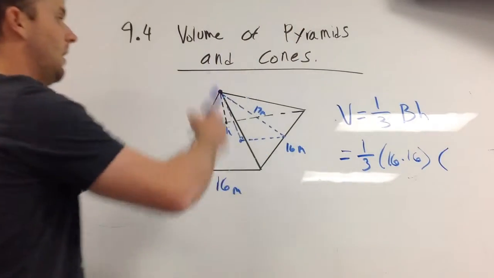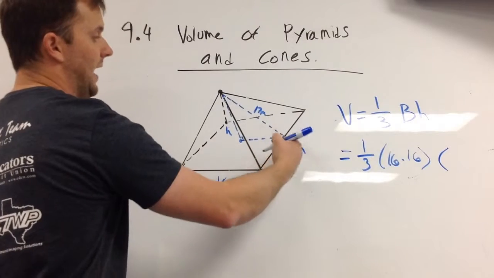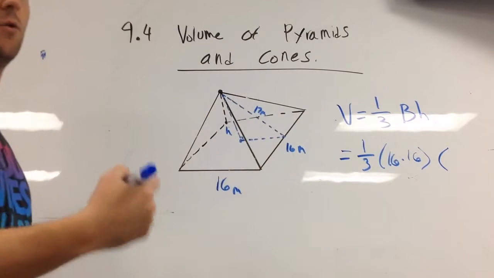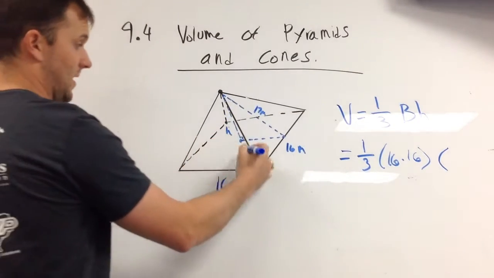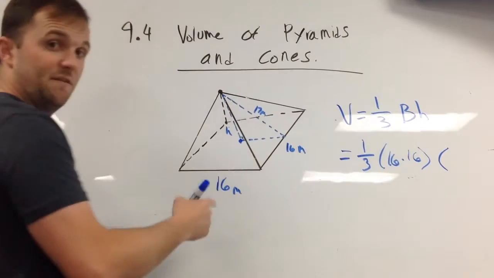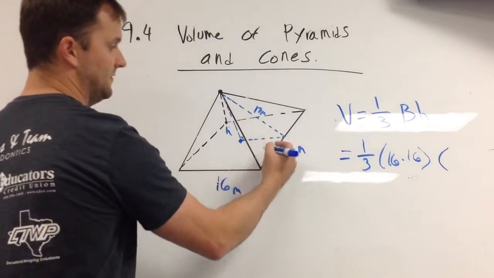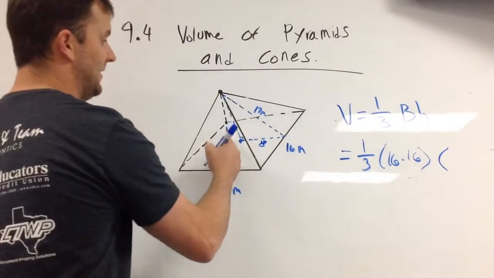But if you look here, the altitude, the bottom right here, and the lateral height is going to make a right triangle. So now in order for me to find this guy, I have to end up using the Pythagorean theorem. So right now I know this dot is in the middle of my shape. So since this side down here is 16, half of 16 is going to be 8. That's going to be 8 right there. So now I have to find the h here.